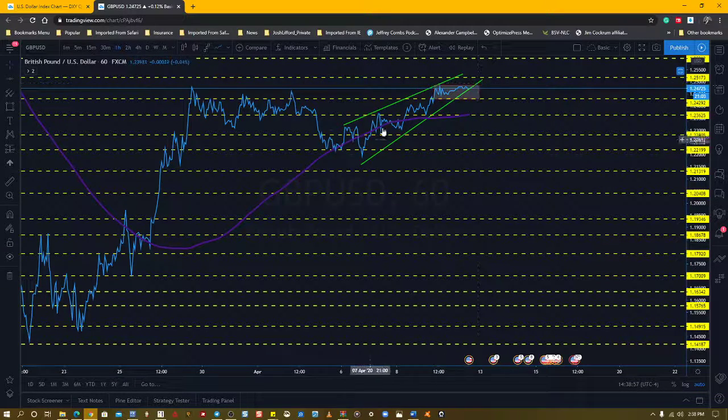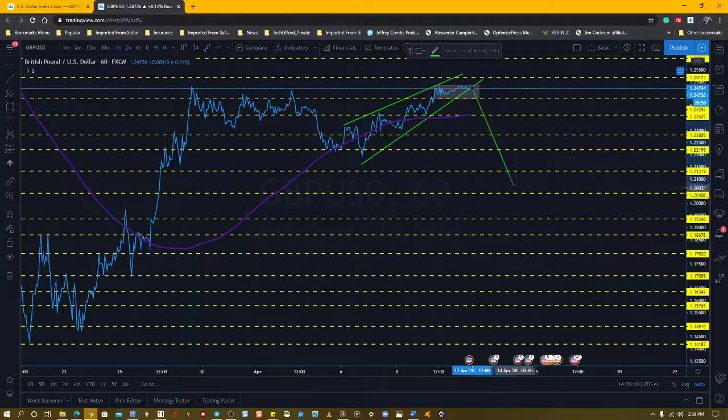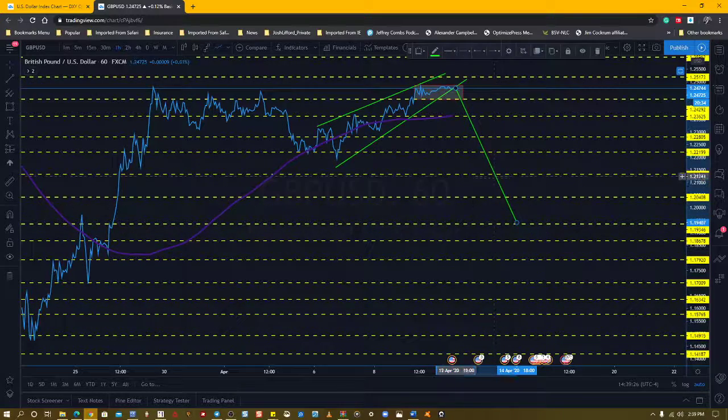So we got this nice ascending channel. An ascending channel is a reversal pattern. Under normal circumstances, what you will see is a breakout and retest to the downside. You'll see something like this right here. We could see a pretty good move next week to the downside. Obviously, we've got some structure we've got to get through to get to that area, but we could definitely see a move to the downside.